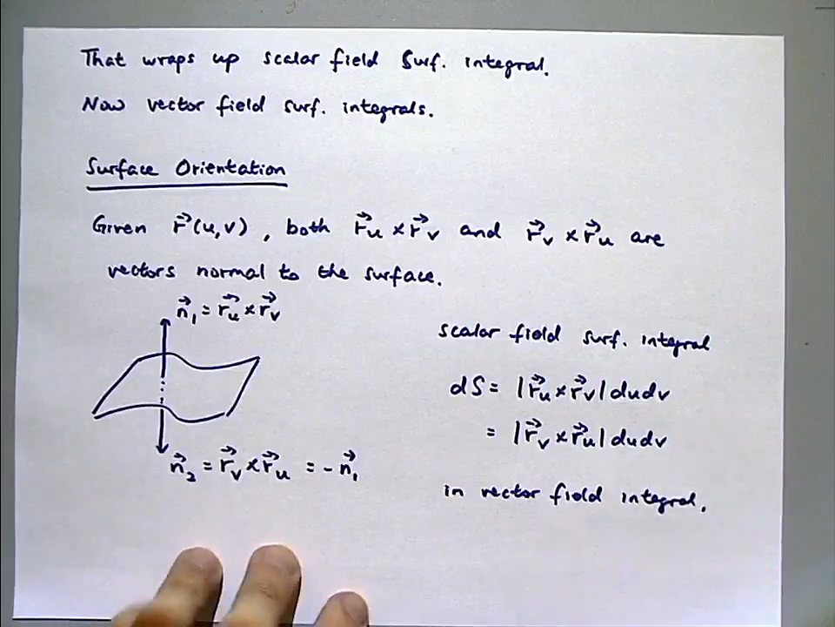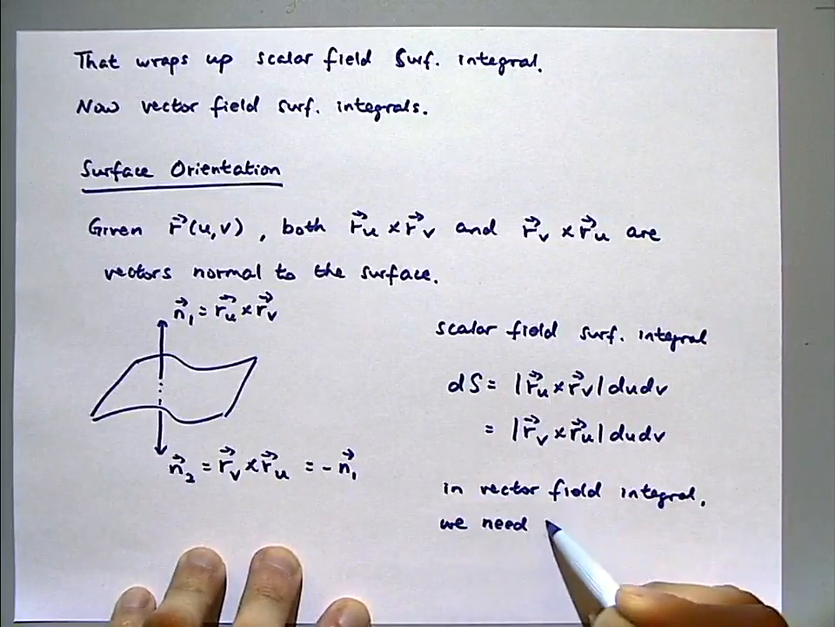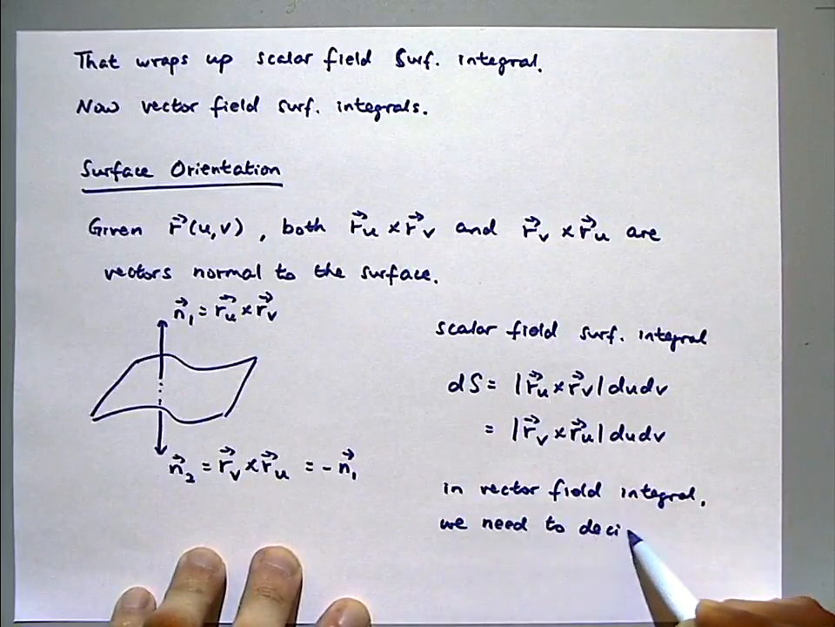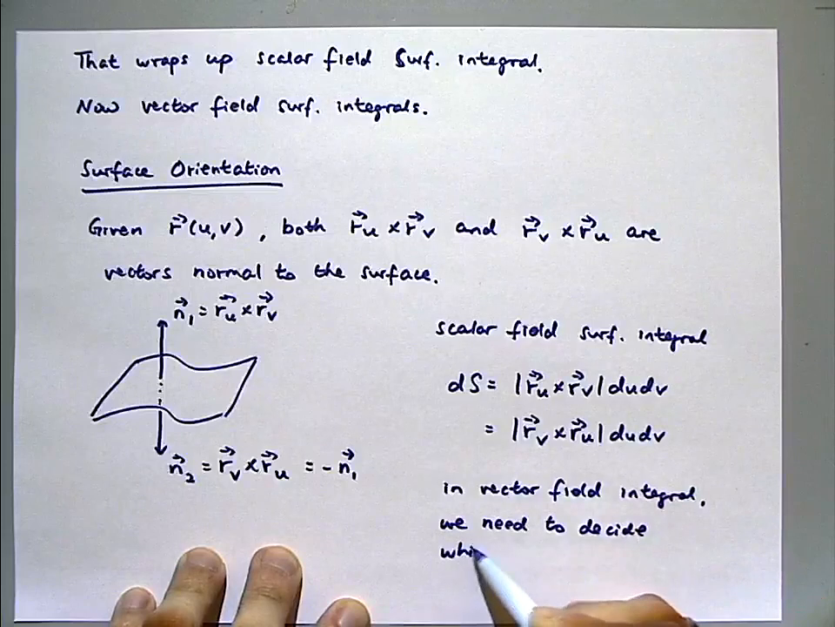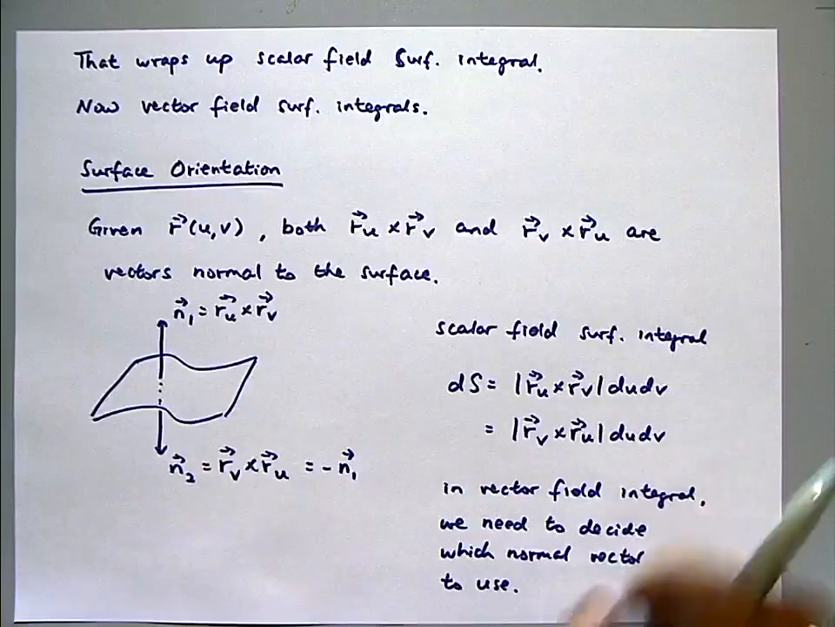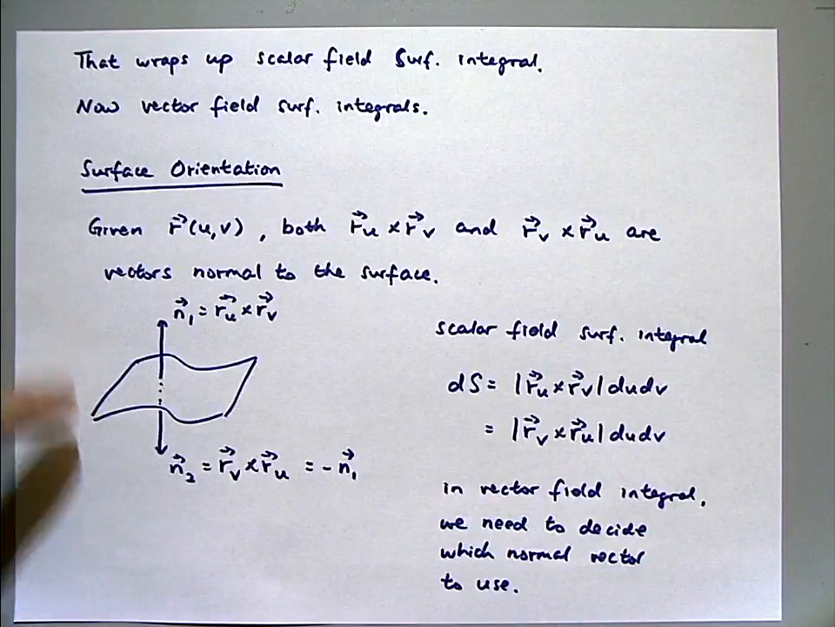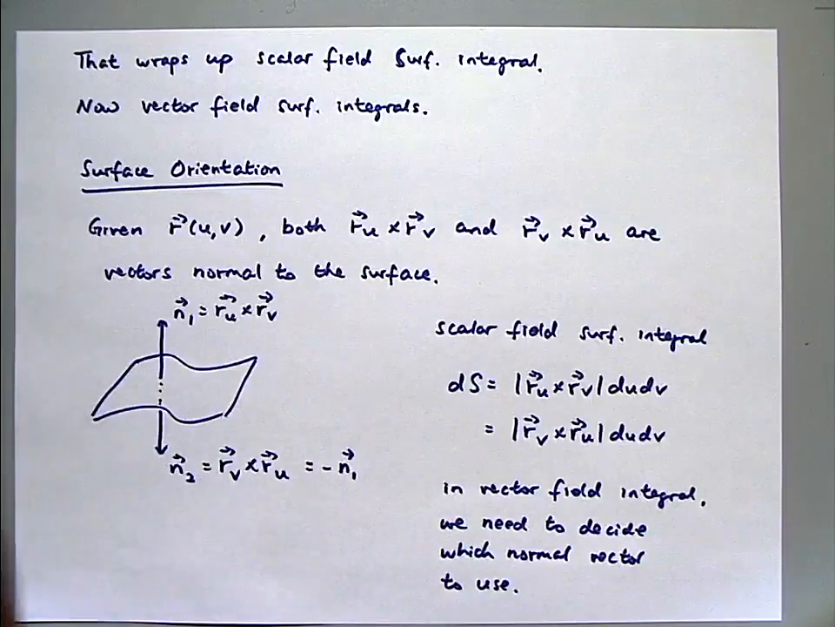So in a vector field integral, we need to decide which normal vector to use. And that gives the surface an orientation. We can say it's oriented with a normal vector pointing up, or it's oriented such that a normal vector is pointing down. You have to just pick one and stick with it.